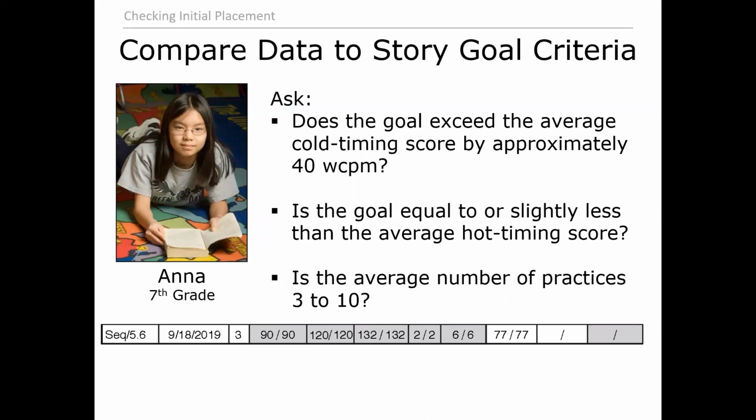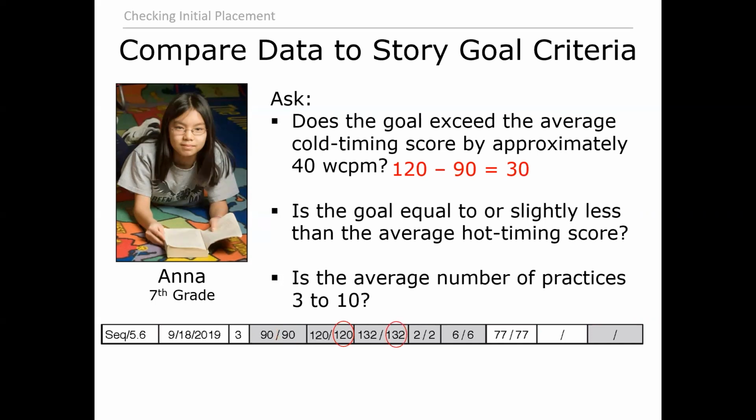So does Anna's goal exceed the average cold timing by about 40? Well, here's her goal. Here's her cold timing score. Okay, what's the difference there? Well, that difference is 30. It's only 30. Anna's a 7th grader, so we want it to be 40. It's 10 away from where I want it to be. That tells me it's too far away. Okay, so right now I'm thinking maybe Anna could handle a harder goal, based off this first question.